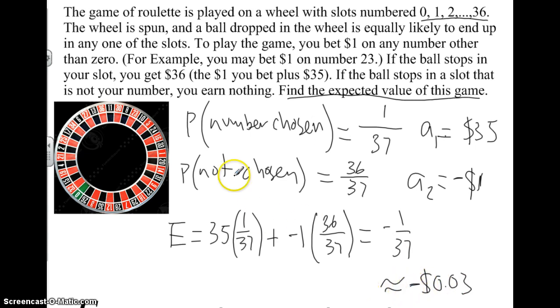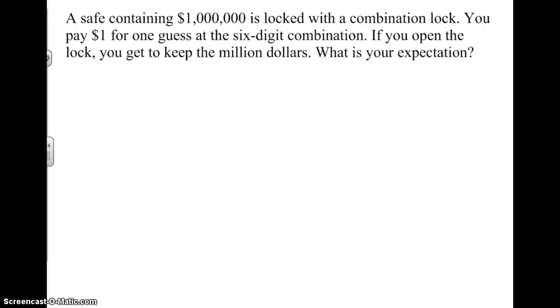So this is very typical of a lot of casino games where you end up averaging less than what you'd be putting in. All right, finally, a safe containing $1 million is locked with a combination lock. You pay $1 for one guess at the 6-digit combination. That's going to be important. If you open the lock, you can keep the $1 million. And if you don't get the right lock, you're just losing that $1 you pay in. So what is your expectation?